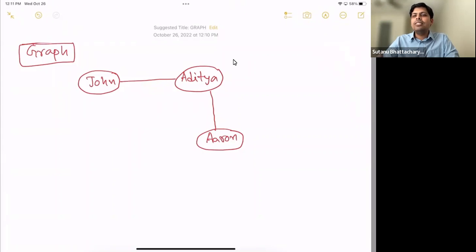And today we'll start from a new topic, which is very interesting and which has a very vast application in computer science. So that topic is a graph.